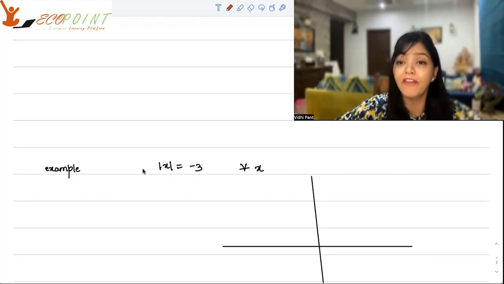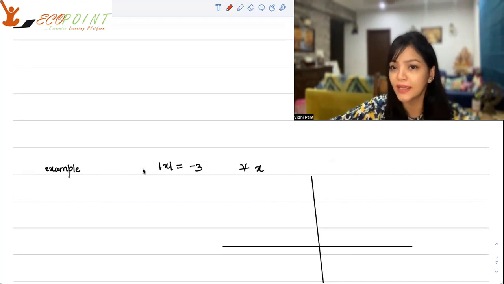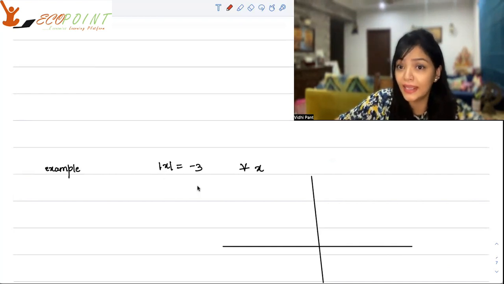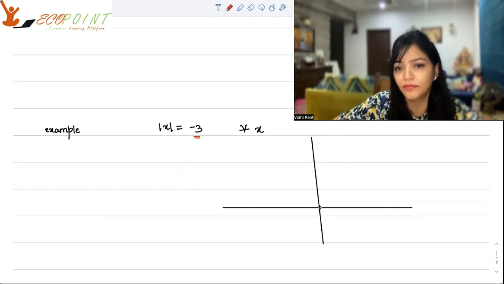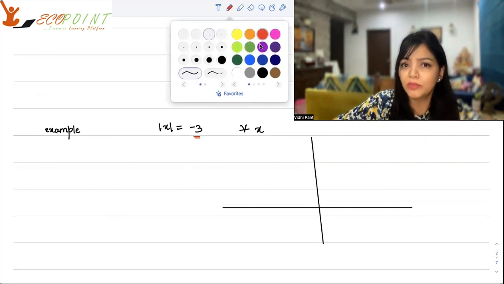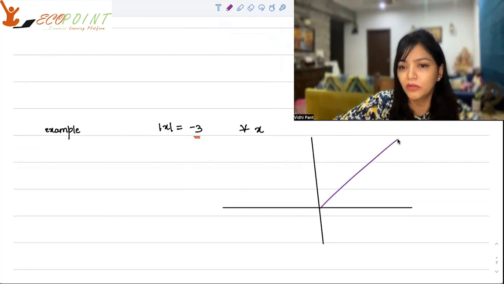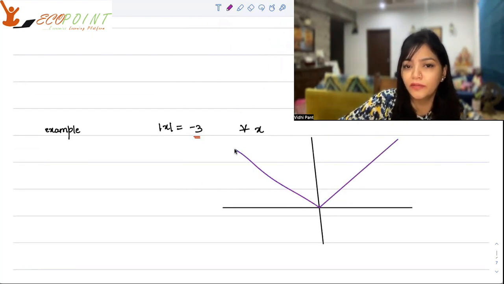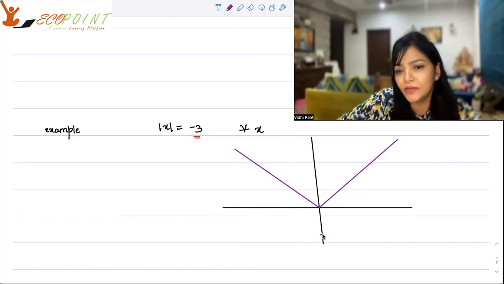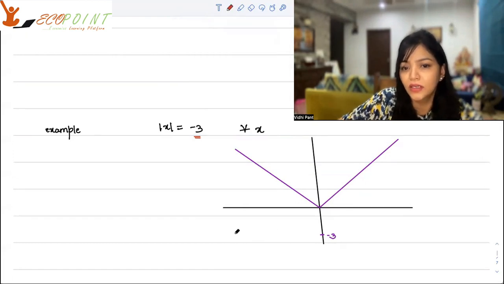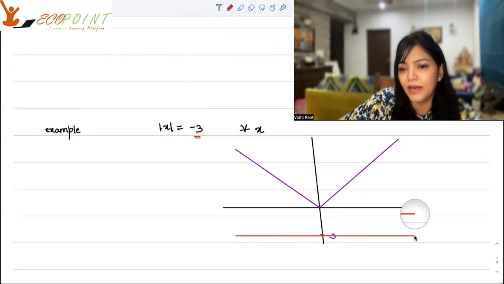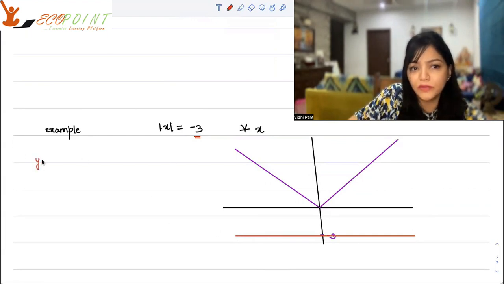Let me now give values to this a to understand it better. Let's take the negative a as minus 3. So suppose mod x equals minus 3 is something that I have to solve. Mod x is the same V-shaped graph. So it's going to be here, 45 degrees, 45 degrees. And minus 3 is somewhere here, below the x-axis, right? Minus 3. So we're considering two functions, y equals mod x and y equals minus 3.